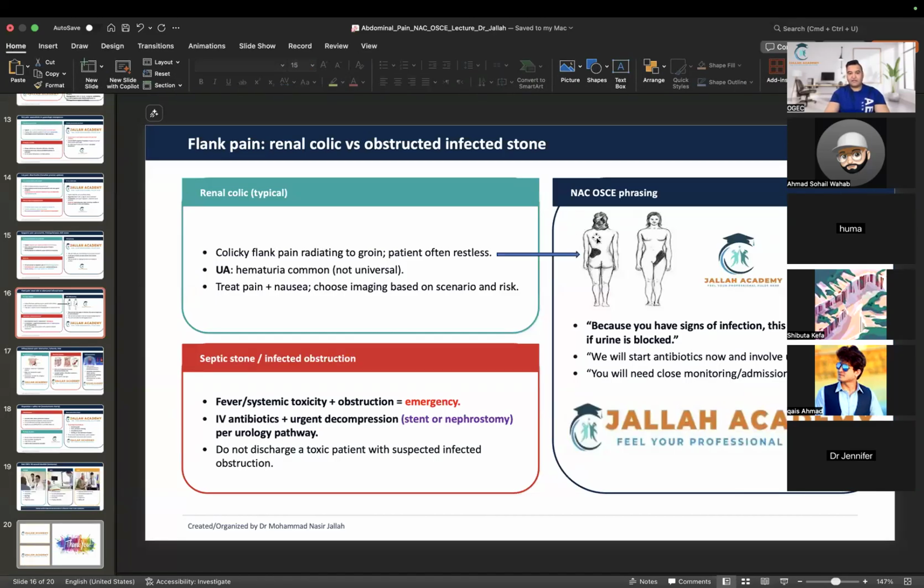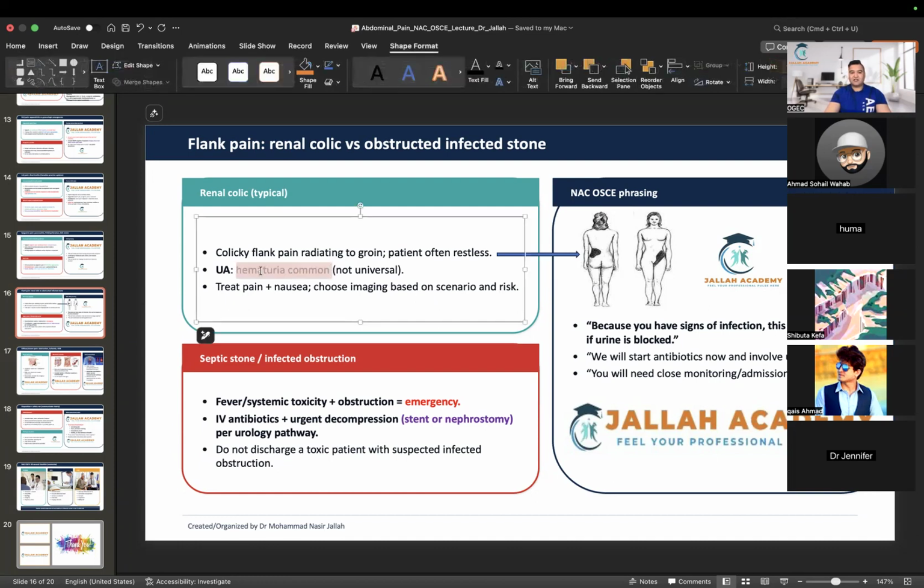Colicky flank pain radiating to the groin. Patient often restless. So this is how it's gonna radiate. For the female and also for the male, same way, testicle on the same side. So urinalysis hematuria, it is very common, but it's not universal. But if the patient has flank pain and hematuria, it is usually likely to be stone. But it doesn't mean that's always stone. It could be tumor. It could be something else. It could be very, very severe inflammation.